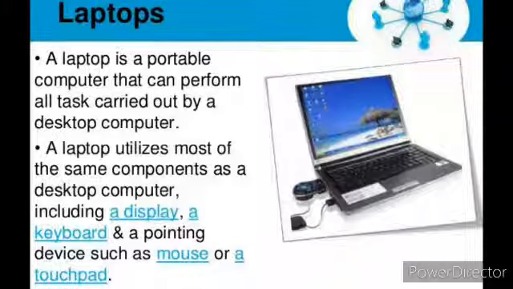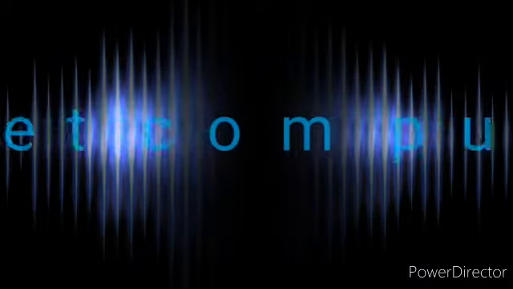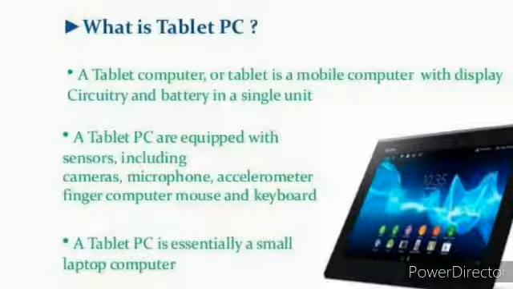Now we are going to discuss tablet computers. A tablet computer, or tablet, is a mobile computer with display, circuitry, and battery in a single unit. A tablet PC is equipped with sensors including cameras, microphone, accelerometer, finger computer, mouse, and keyboard.